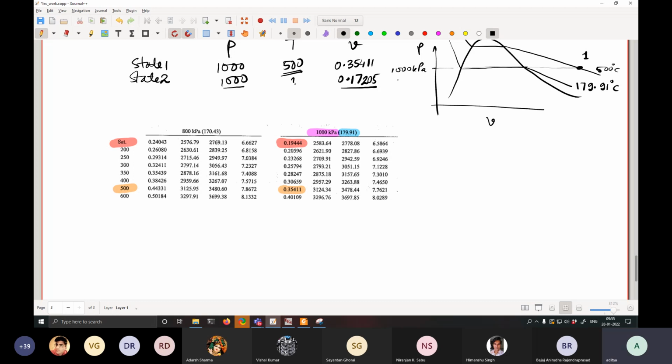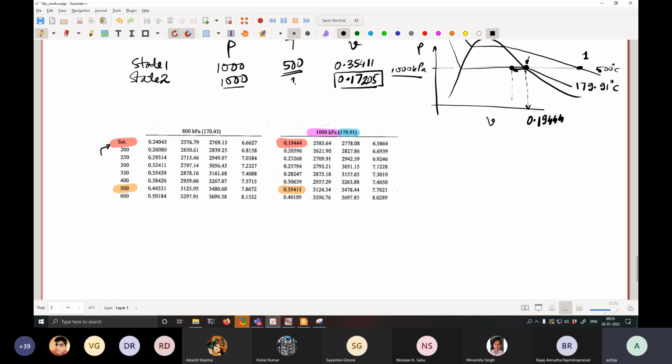At 1000 kilopascal, when you are just at this point, this is the saturation point, meaning saturated vapor. When you are looking up the superheated vapor table, this point is going to be the first entry. I've mentioned this many times before as well. So this volume is 0.19444, but the volume that we see over here is 0.17205. So the volume is somewhere over here.